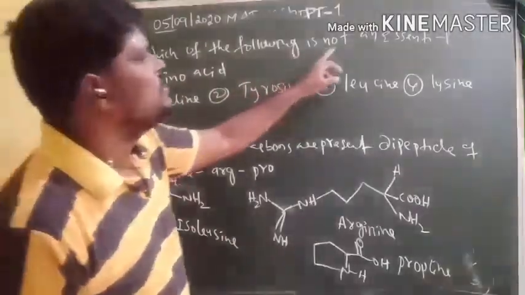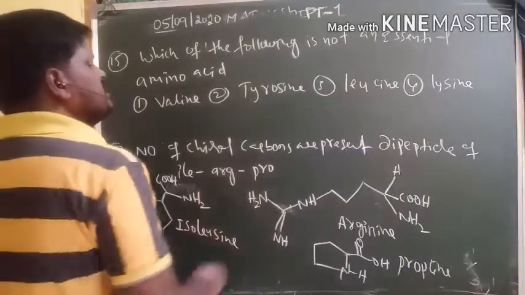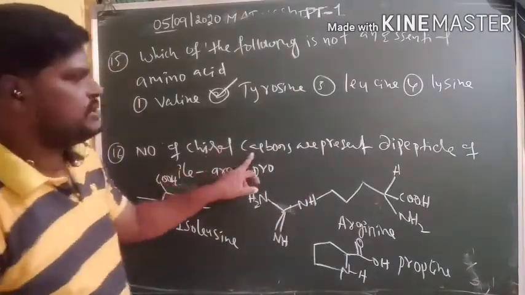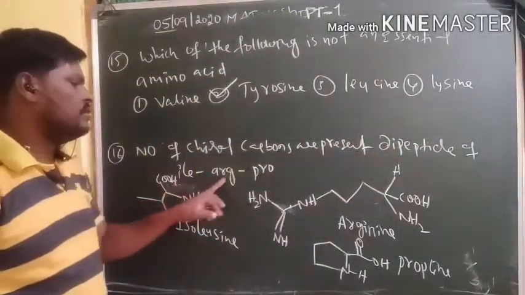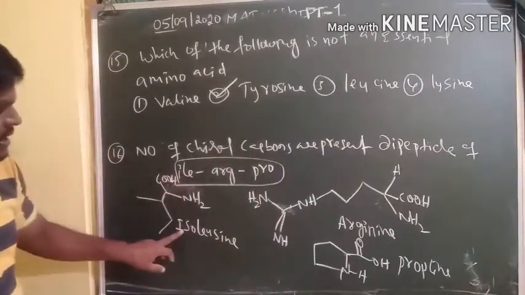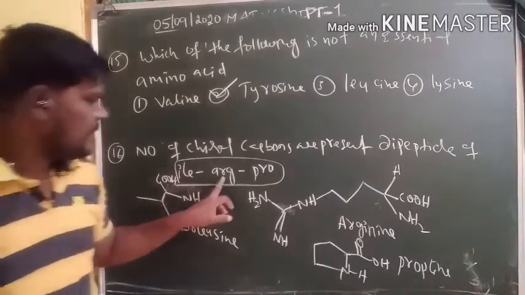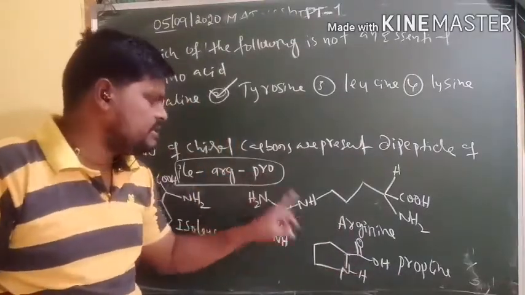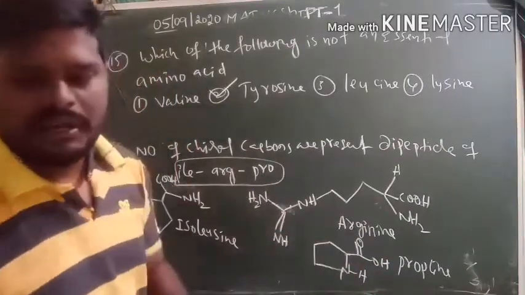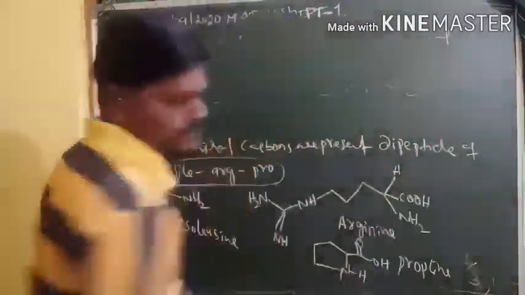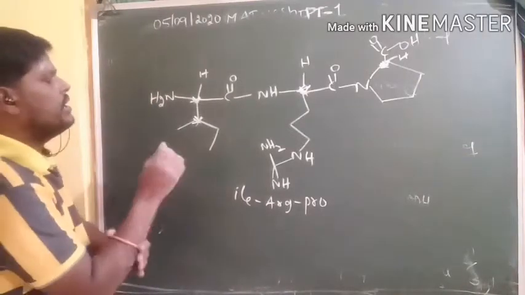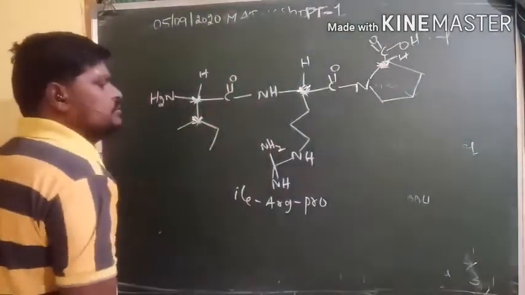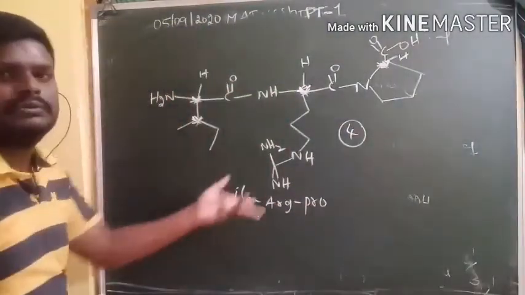Question: which of the following is not an essential amino acid? Of course, directly we can say the second option, tyrosine, is not an essential amino acid, right? Next question: number of chiral carbons present in the dipeptide of Ile-Arg-Pro. Here I means isoleucine, so this is the structure for isoleucine. R means arginine, so this is the structure for arginine, and this is proline. So this is the structure for this one. Combining these three, find the number of chiral carbons. This is one chiral carbon, second chiral carbon, third chiral carbon, and fourth chiral carbon. So four chiral carbons are there. The answer is 4.